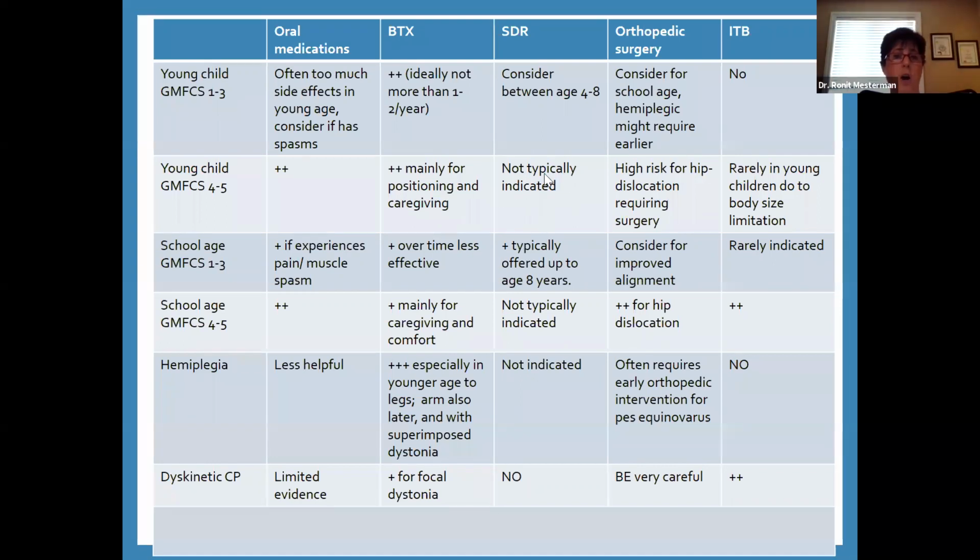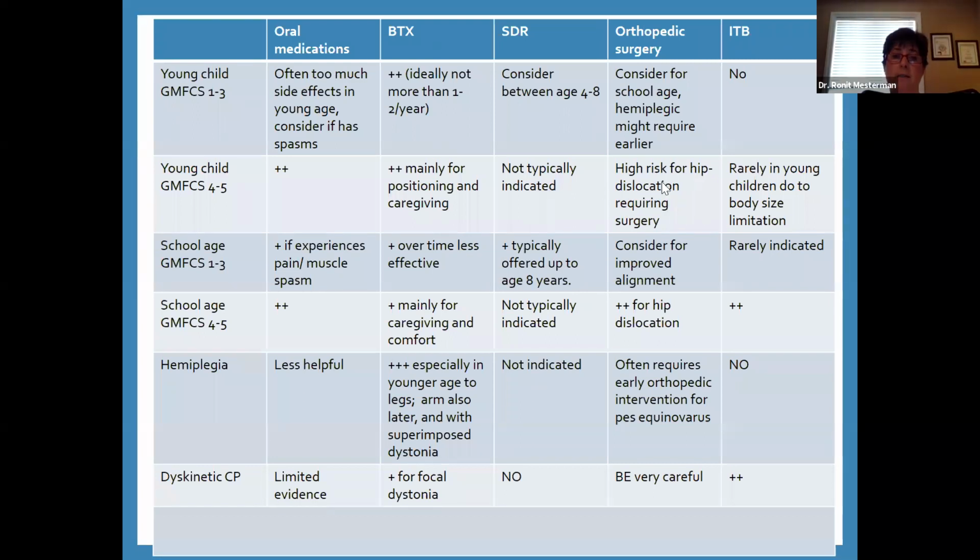SDR is typically not mainstream, but there are centers who are starting to explore. So maybe future will tell us that there are modifications to the SDR with another indication, but again, not with the purpose of turning a GMFCS level 4 and 5 into an ambulatory kid. That would be a wrong goal.